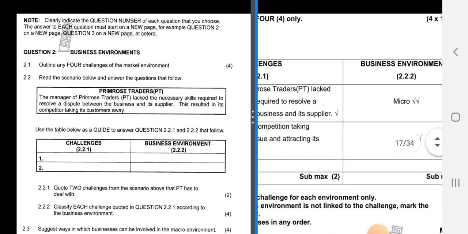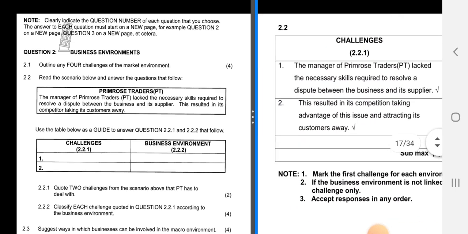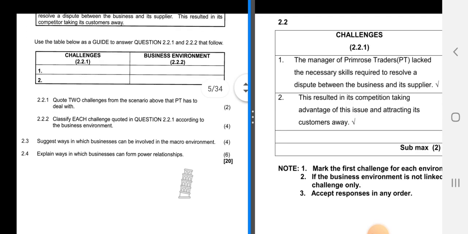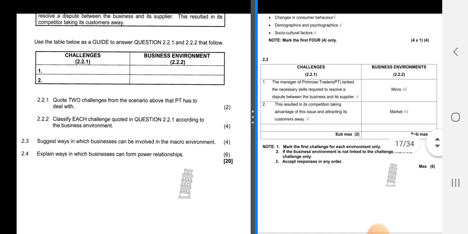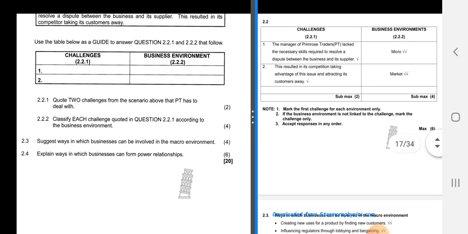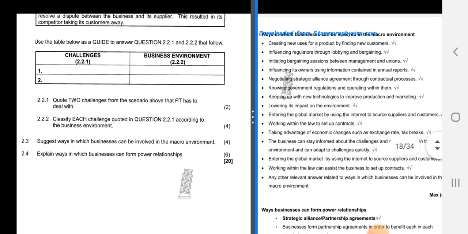That is another challenge which is in the market environment. We talk about customers. So lack of skills is internal, is micro, and then them taking their customers is a market challenge. So there is how you have the answer to 2.2, and then 2.2.1 and 2.2.2. So now we're going to focus on 2.3.